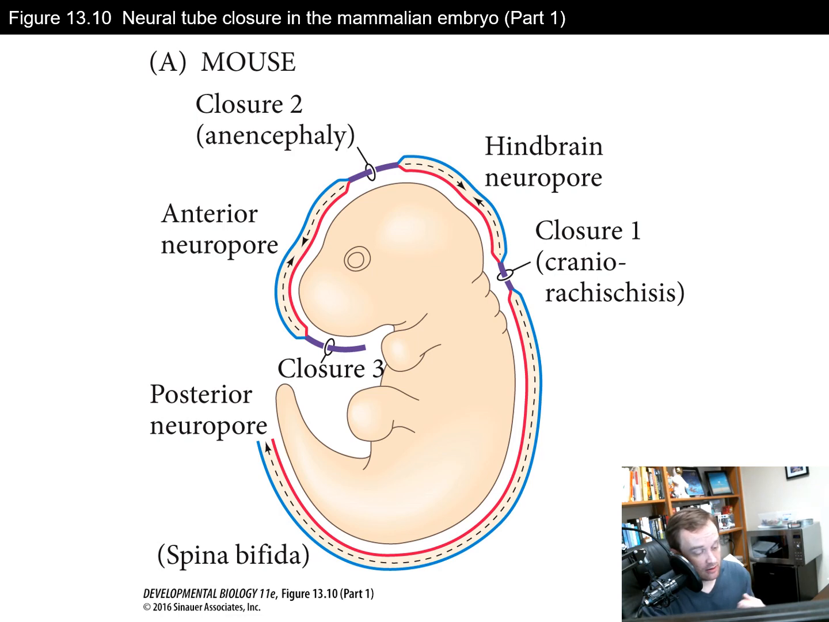So different organisms have different closure points for the neural tube closure. In chick, we talked about the one closure point that proceeds from an anterior to posterior direction. But in mouse, we have three closure points. We have the cranio-rachischisis closure point that starts kind of at the back of the neck and proceeds all the way posteriorly, but also proceeds anteriorly from that position. We have closure point 2, which is the anencephaly closure point, and that proceeds posteriorly and anteriorly from the top of the head. And then lastly, we have closure point 3, which is the anterior neuropore, which is kind of at the start of the mouth, and that proceeds only posteriorly.